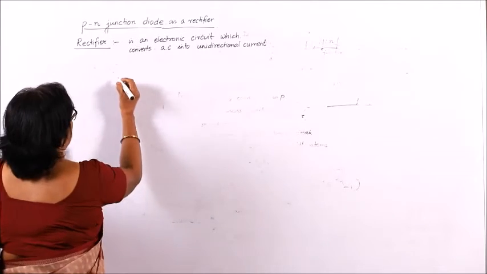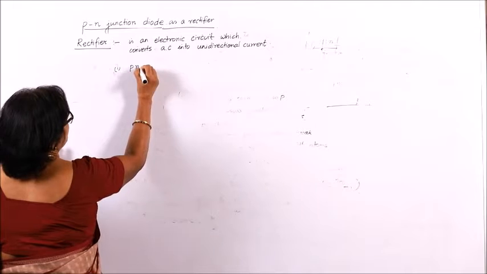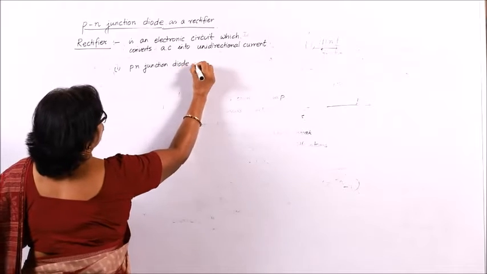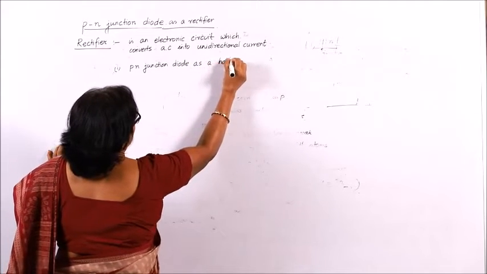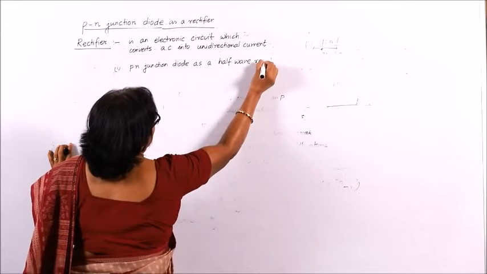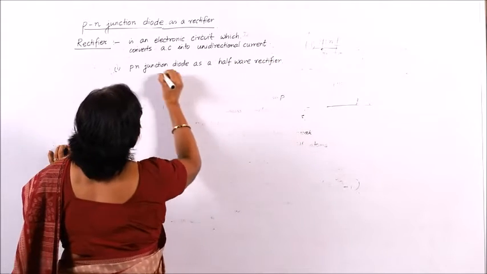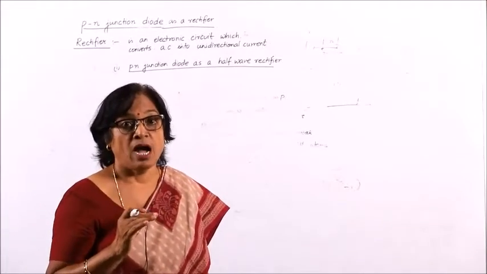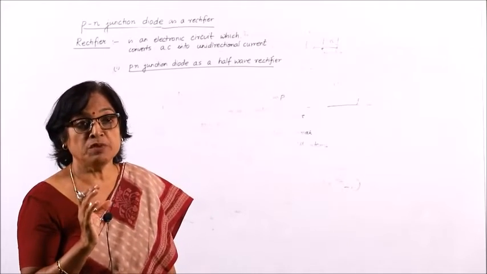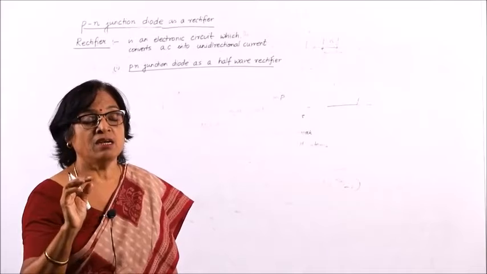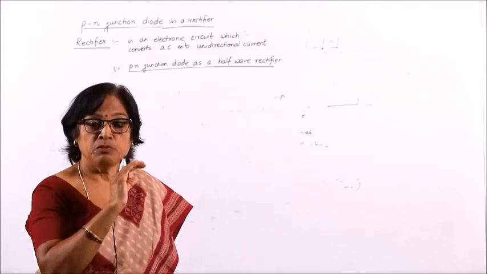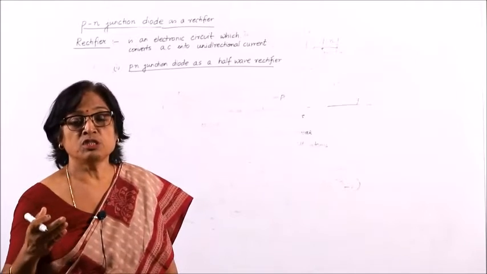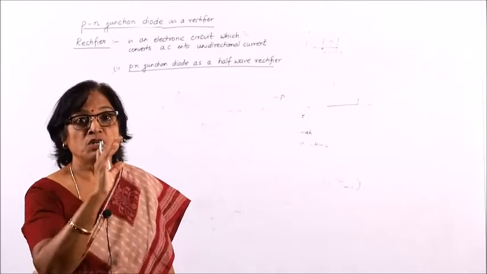Now, a rectifier may be a half wave rectifier, so the PN junction diode can be used as a half wave rectifier or as a full wave rectifier. As the name indicates, it converts half portion of the AC. In one cycle of alternating current, the current flows in one direction, and in the next half the current flows in the opposite direction. But here it will convert only half of that.